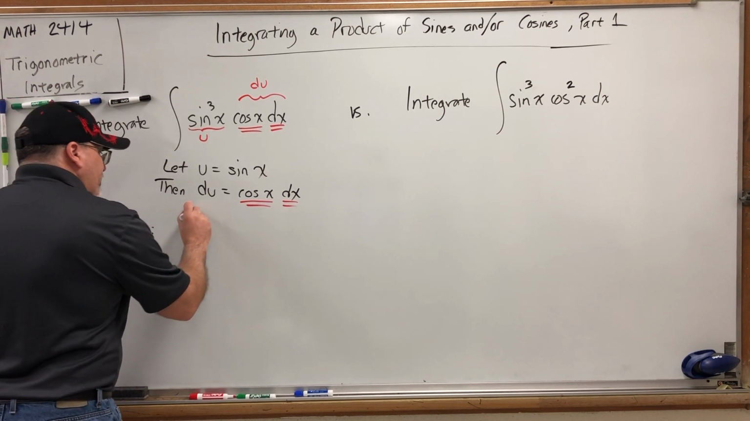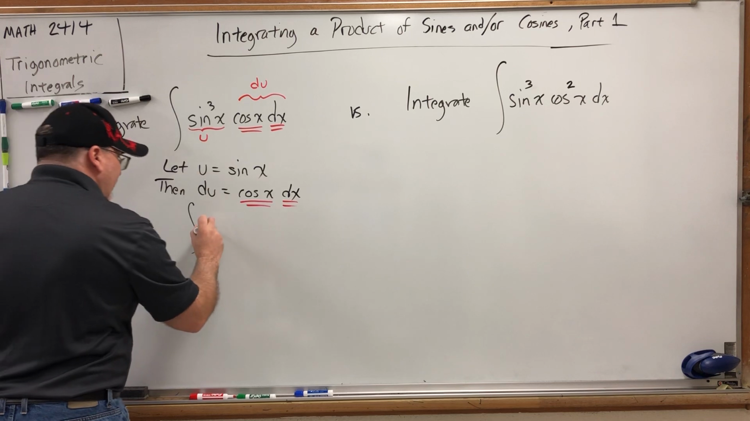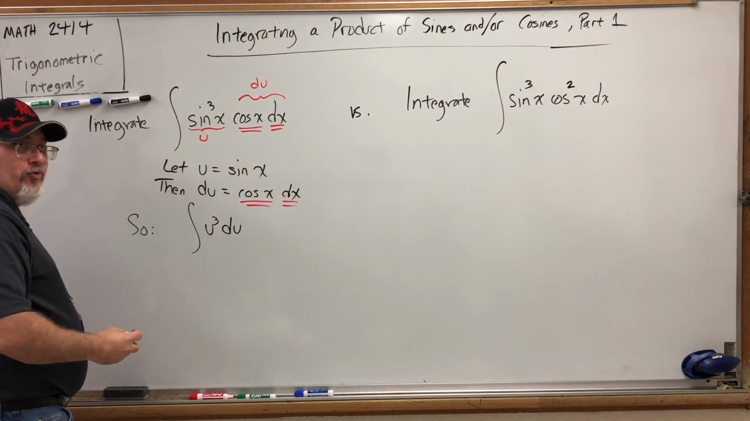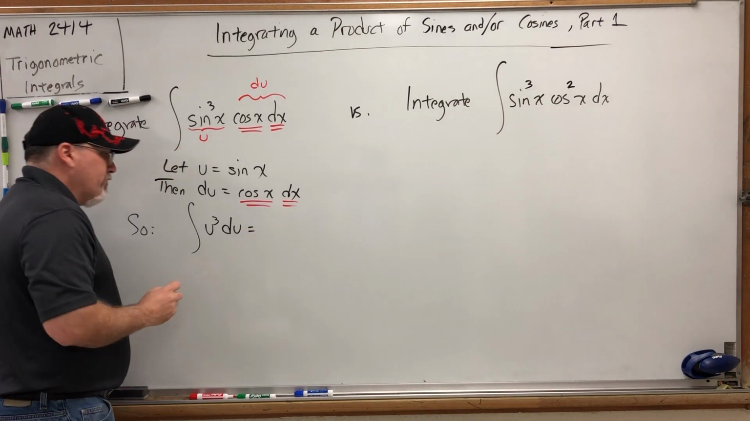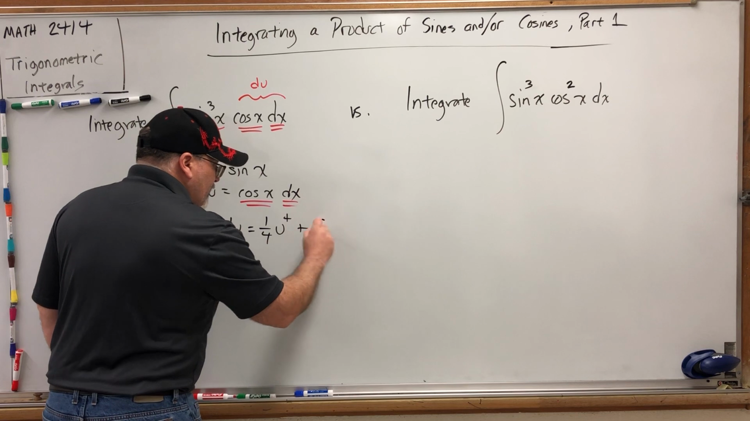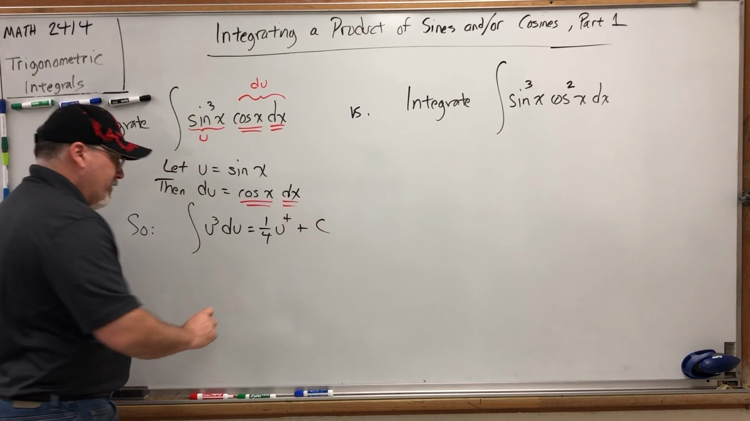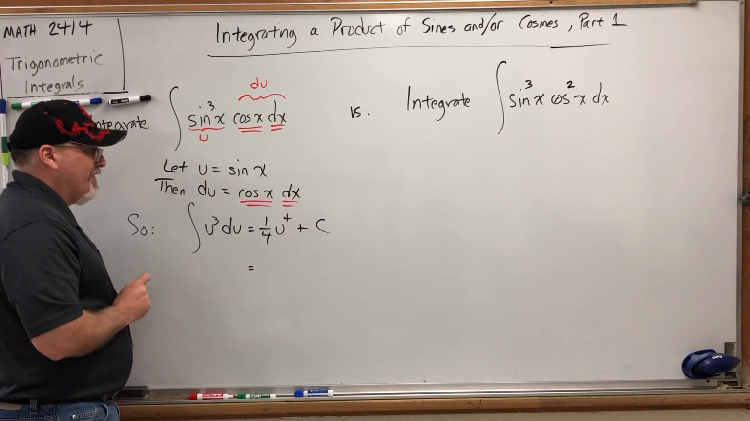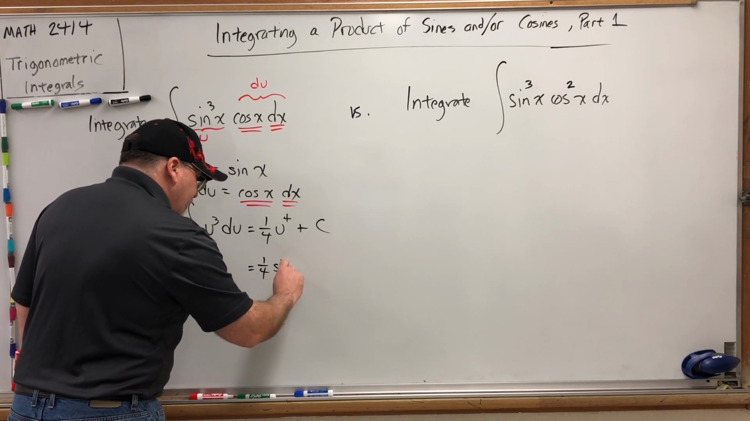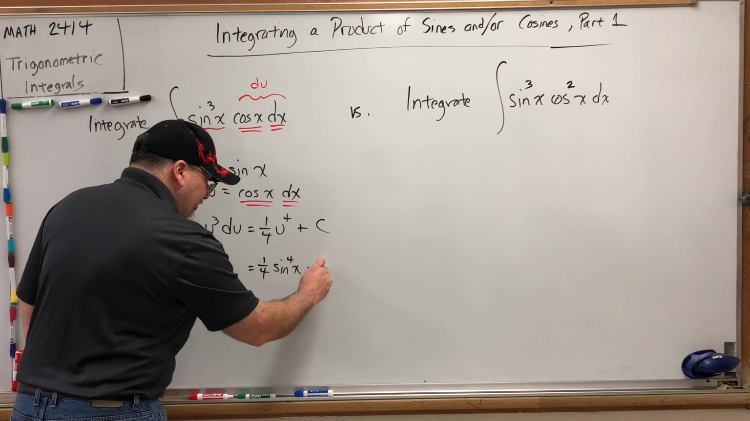So our integral becomes the integral of u to the third power. All this becomes du, and this suddenly became really easy. The integral of u to the third power is 1/4 u to the fourth power plus c. It's an indefinite integral. And of course, u is holding the place of sine of x. So our final answer is 1/4 sine to the fourth power x plus c.